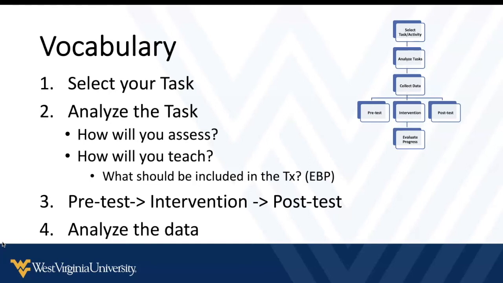So first I have to identify what I'm going to teach. In this case, we said vocabulary. I have to think about how I'm going to assess it, how I'm going to teach the words, and then do my pre-test, intervention, and post-testing. And the nice thing is there are articles out there where they have a lot of information in the methods section, so you don't have to make up the activity. And so I'm going to give you an example.